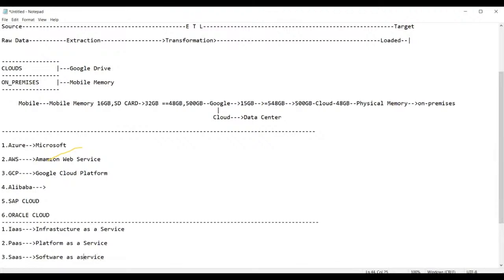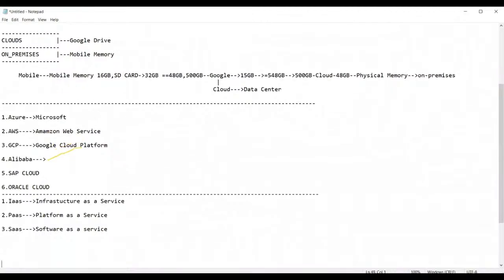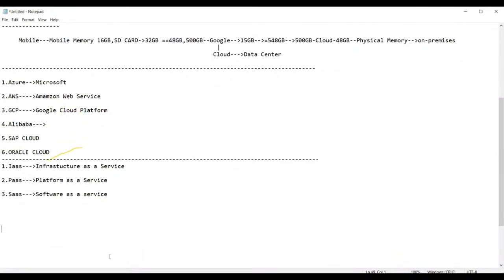Guys, these are the three different services provided by the cloud providers. That means IaaS, PaaS, and SaaS. These are the three categories of services provided by the cloud providers. Getting my point? So now the entire cloud service is classified or built according to these categories: IaaS, PaaS, and SaaS.